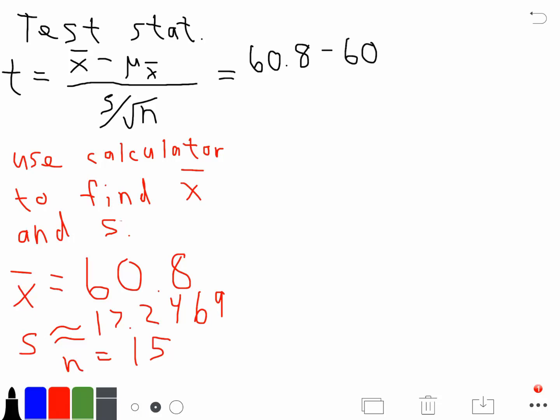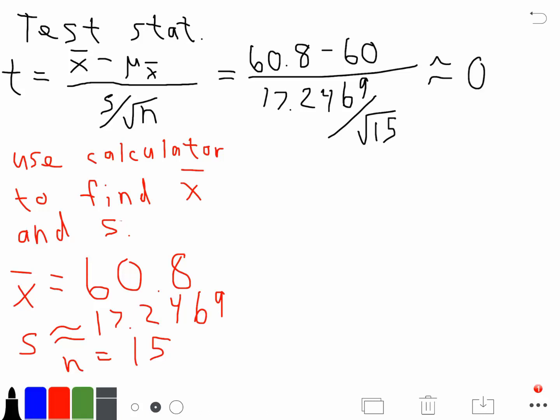x bar is 60.8. The mu we get from the hypothesis. We look at the null hypothesis, mu was 60. Standard deviation was 17.2469, and n was 15. We can plug this into the calculator. Make sure you put parentheses, and we get approximately 0.18. Now that we have the test statistic, it's time to move on to the p-value.